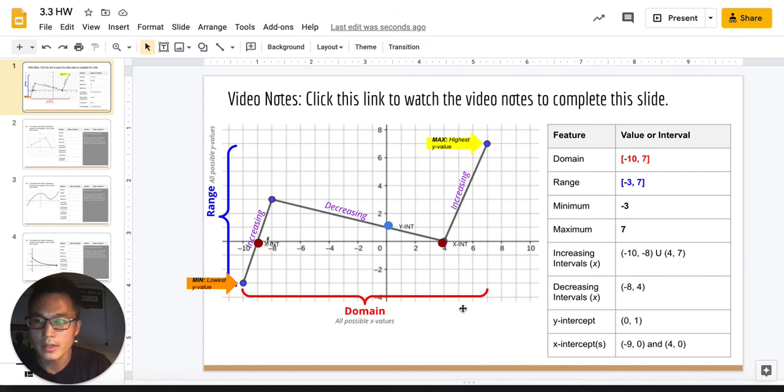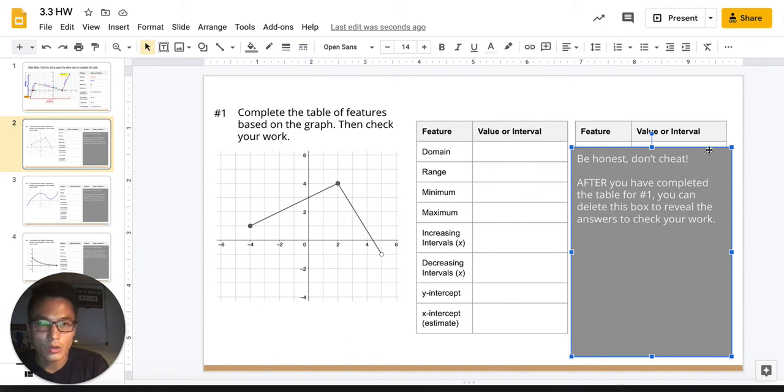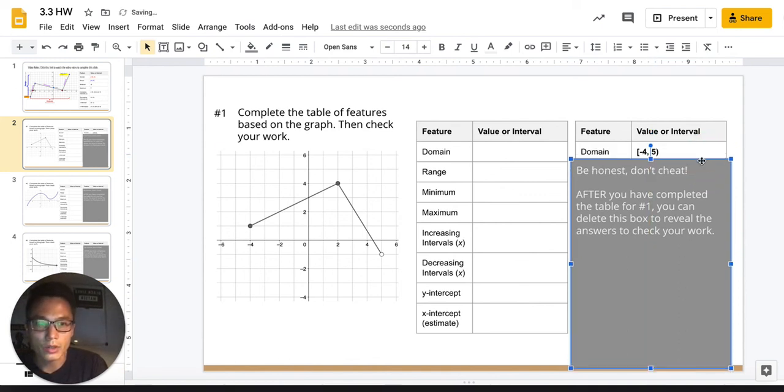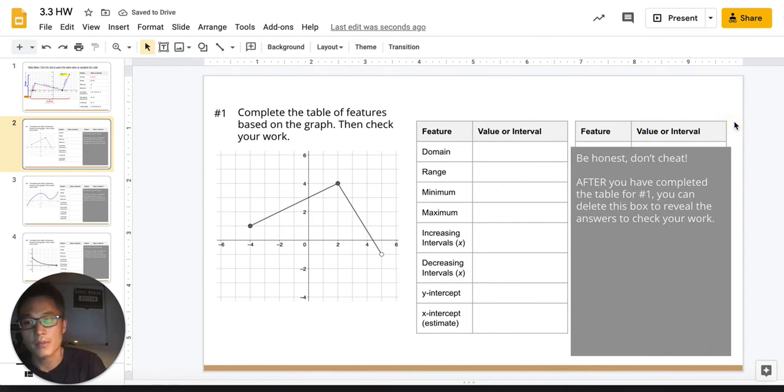After you have all of this down, you're going to complete the remaining 3 slides. And this is set up so that once you've completed the table, you can then check your work by clicking on this gray box, and then if you delete it, you'll notice that it will reveal the correct answers so that you can check your work. But make sure you do the work first and then check the answers, because if you just look at the answers, then you're not really learning.